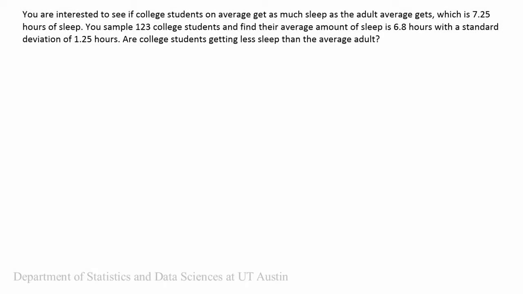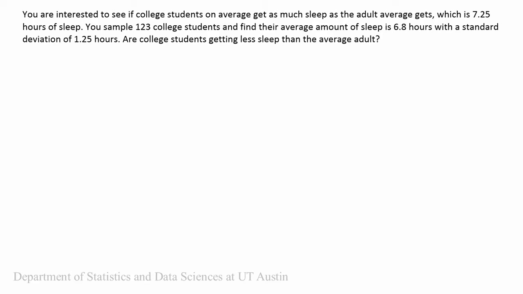In this tutorial, you will learn how to conduct a one-sample t-test by hand. Our research question asks if college students get less sleep on average than adults, who get an average of 7.25 hours of sleep. We took a sample of 123 college students and found their average sleep to be 6.8 hours with a standard deviation of 1.25 hours.